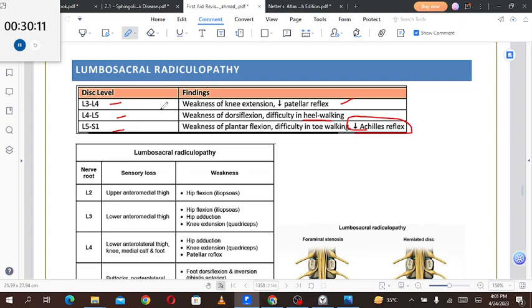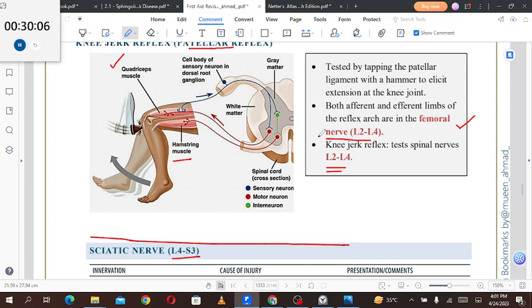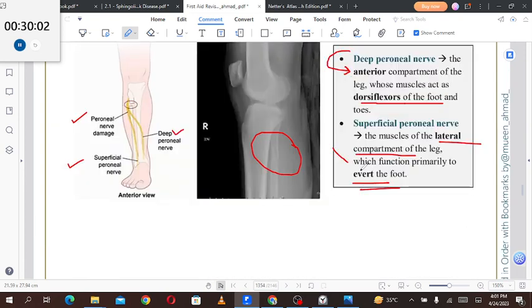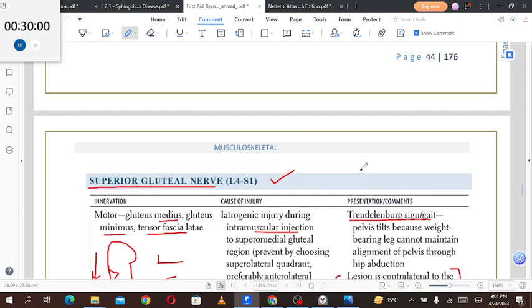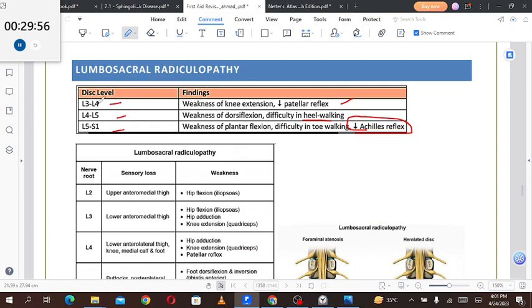So remember that for the knee jerk, we saw that the root value for the knee reflex was L2 to L4, while for the ankle reflex it was S1, S2, right? So here you can see in this table that L2 to L4 is involved in this region. If this is damaged, the patellar reflex will be gone. If L5 to S1 is damaged, the Achilles reflex will be gone.